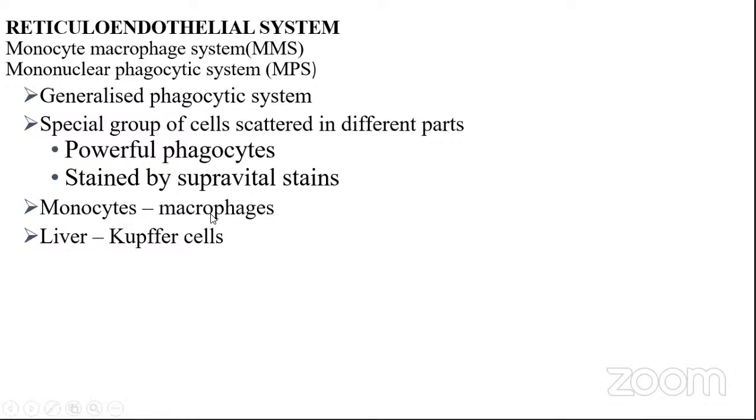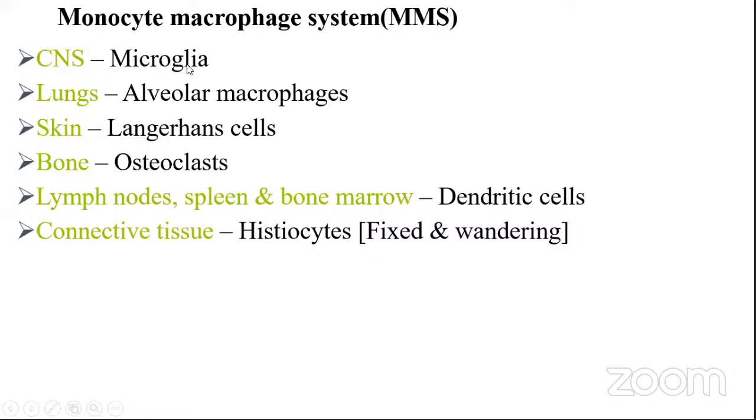Monocytes are mainly the macrophages. In the liver, they are called Kupffer cells. In the CNS, they are called microglia. In the lungs, they are called alveolar macrophages. This can sometimes be a one-word question, that these are part of the reticuloendothelial system.